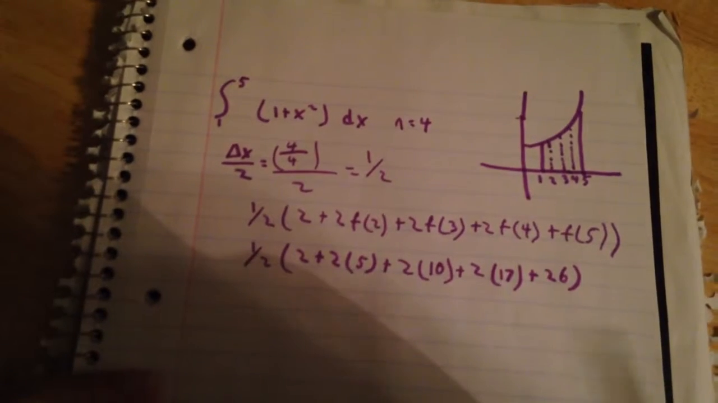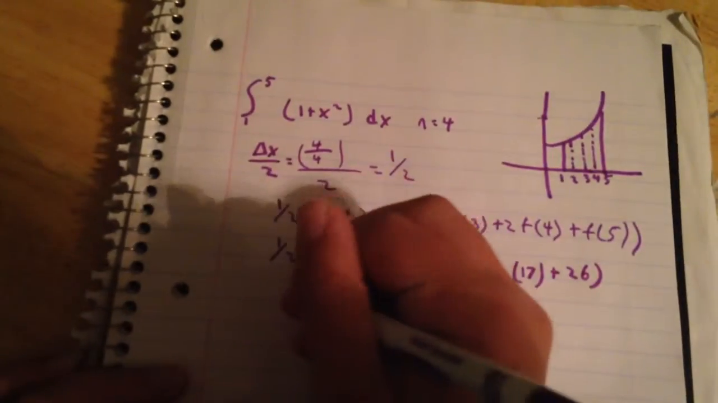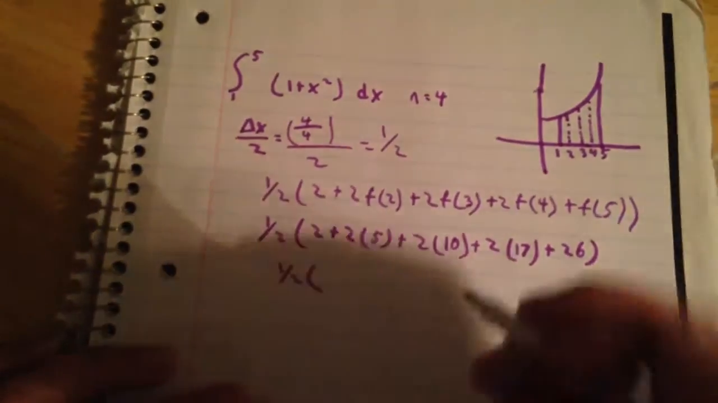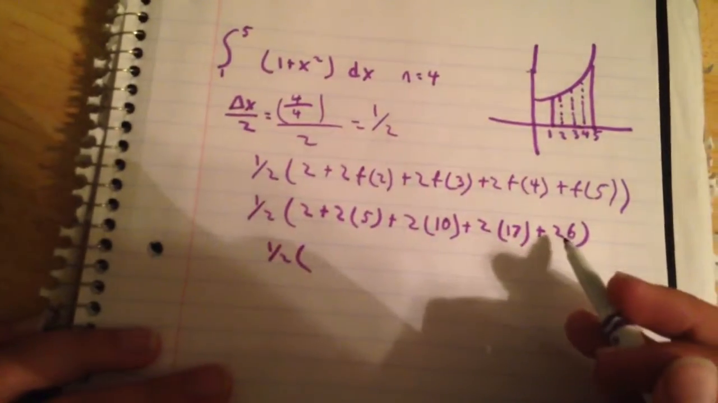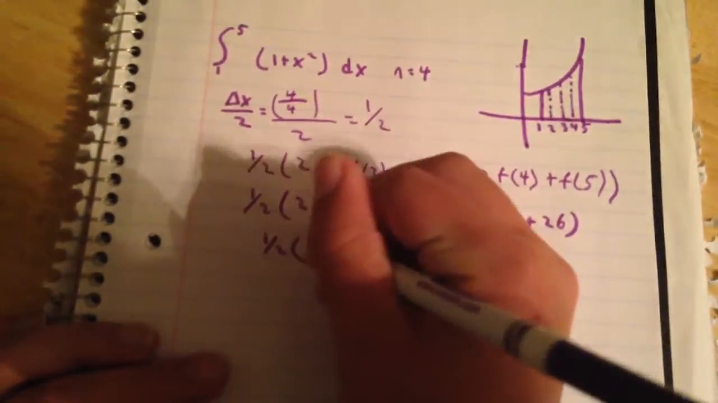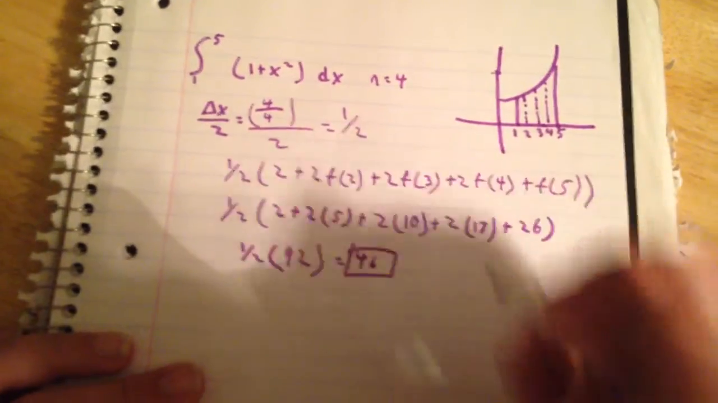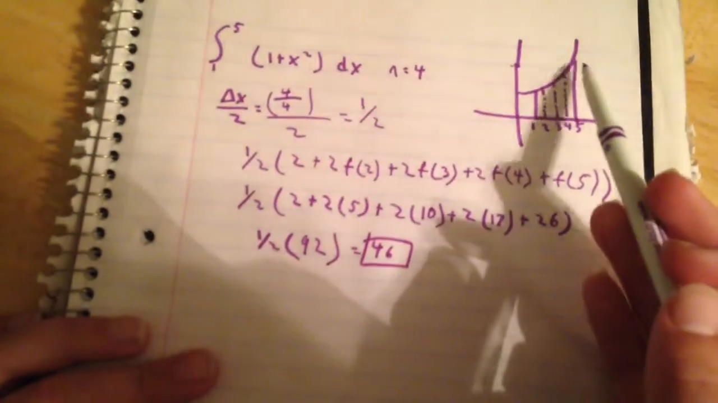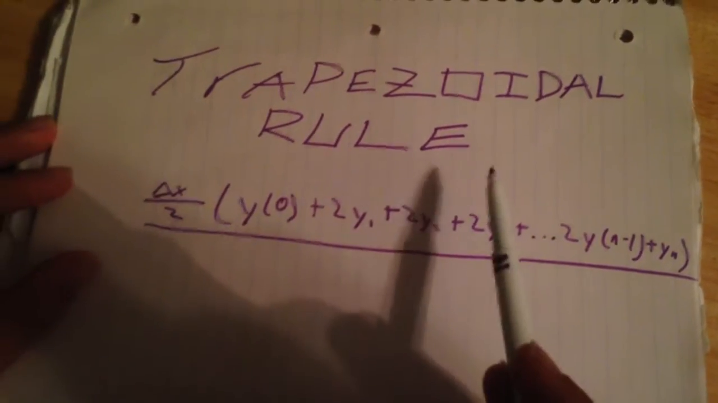And then from there on out, it's a basic arithmetic equation. You just multiply everything and add everything together. So you get 1/2 of 10 plus 20 is 30, plus 34 plus 26, 60, plus 2 is 92. And that comes to be 46. That is how you find the area underneath the curve from 1 to 5. Now, that is a basic equation that will help you find any other equation using the trapezoidal rule.